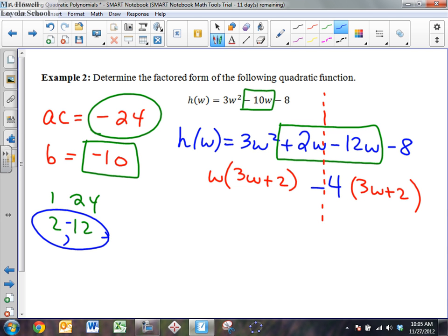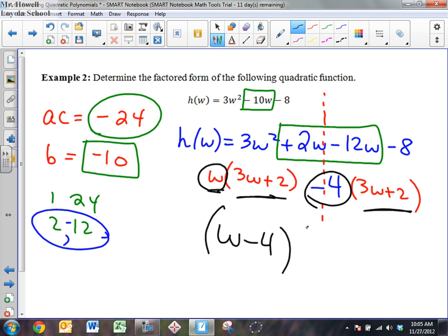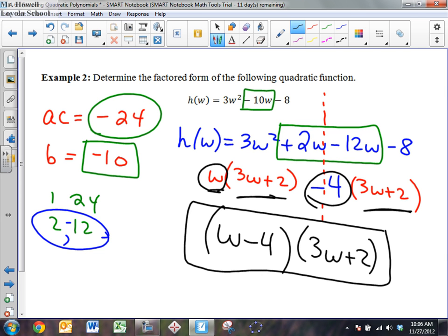And notice, as we said from last class, the grouping method works when the factors are the same here. Because now I can think of those as a GCF, and I can take my w minus 4 out, take out the w and the minus 4 out, and you're left with just 3w plus 2. And as we suspected at the start of this problem, we had something with a 3w and something with just a w. Again, why does that make sense? Because 3w times w gave us this 3w squared right here in the beginning of the problem.